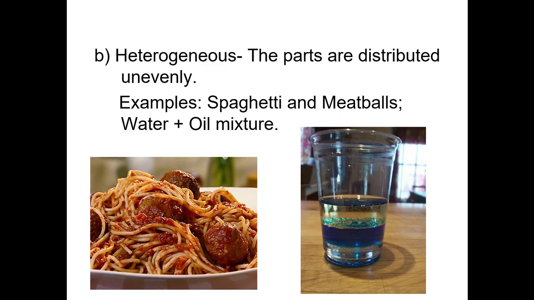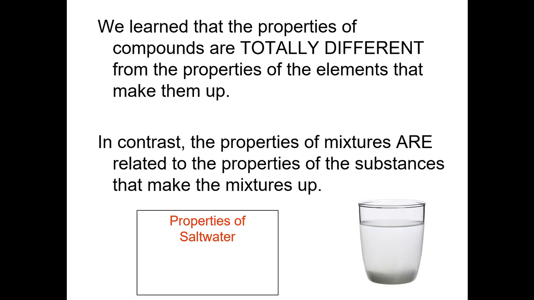Heterogeneous means the parts are unevenly distributed. So, for example, you have spaghetti and meatballs. You can see the spaghetti, you can see the meatball. You have water and oil. You see the water, you can see the oil. They're mixed together, but you can see them as separate things. That's a heterogeneous mixture. The properties of compounds are totally different from the properties of the elements that make them up. In contrast, the properties of mixtures are related to the properties of the substances that make the mixtures up. So the properties of salt water are equal to water and salt.